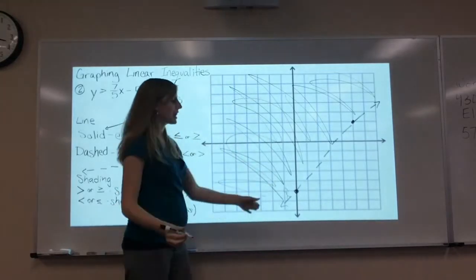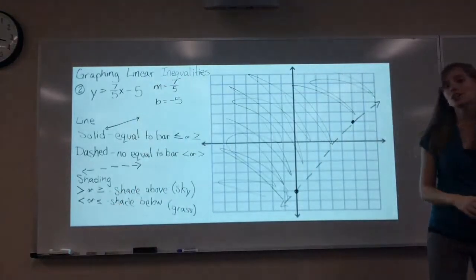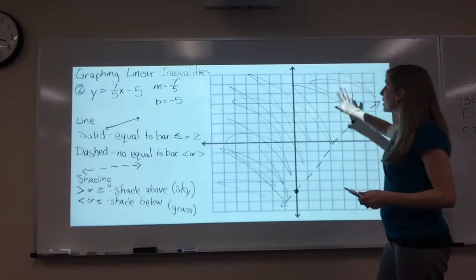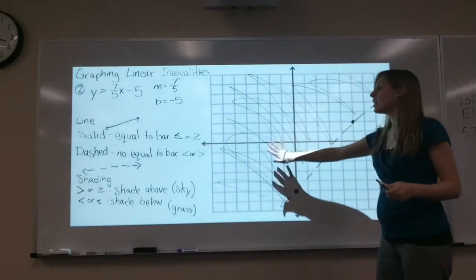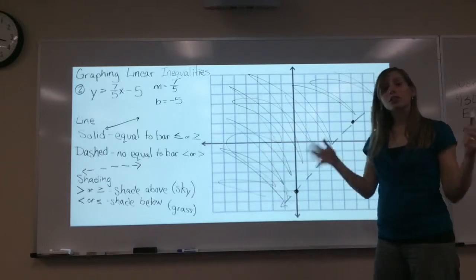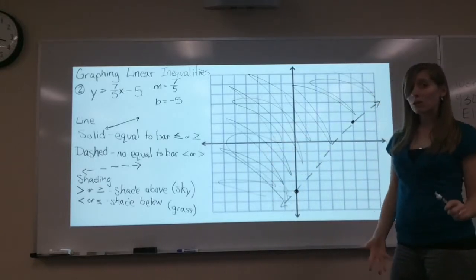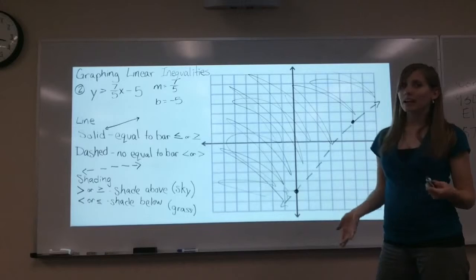That means my line, because it is dashed, is not a solution. But all of these points in this shaded area in the sky, those are solutions. So there are still answers for this inequality. It's just not on the line.